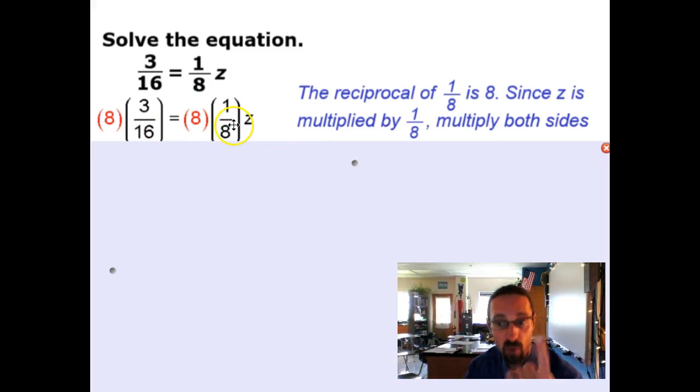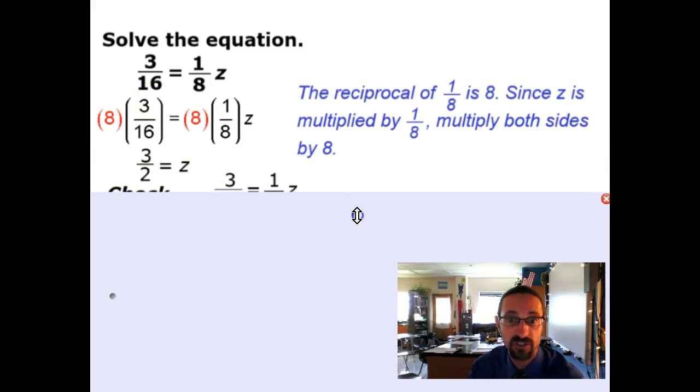8 times an eighth is 1. 8 divided by 16, oh wait a minute, that's a half, all right? And I still have a 3 in the numerator. So 3/2 is equal to Z. And again, unless it says don't use improper fractions or use mixed numbers, 3 over 2 is equal to Z.